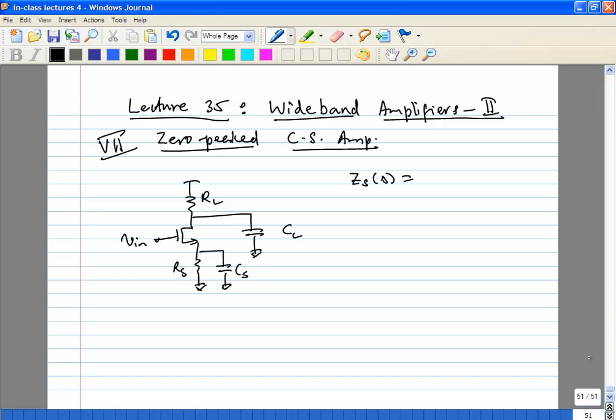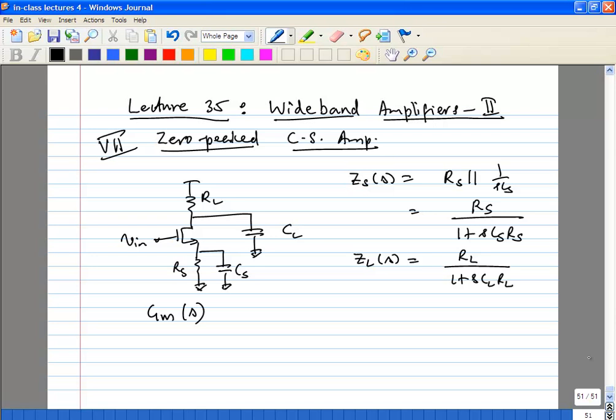So what is the impedance at the source? It is nothing but RS over 1 plus SCS RS. Okay, the impedance at the load again is RL over 1 plus S CL RL. So if you plot the effect of GM, which is GM of S, it is nothing but GM over 1 plus GM ZS.